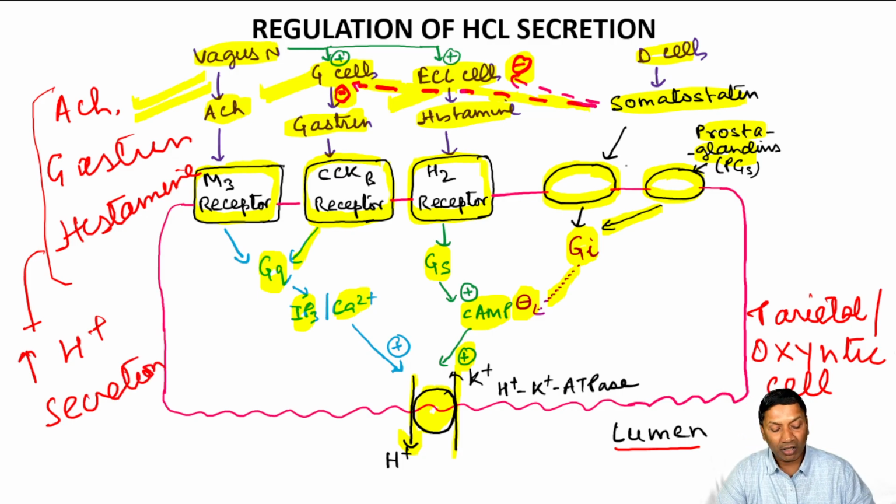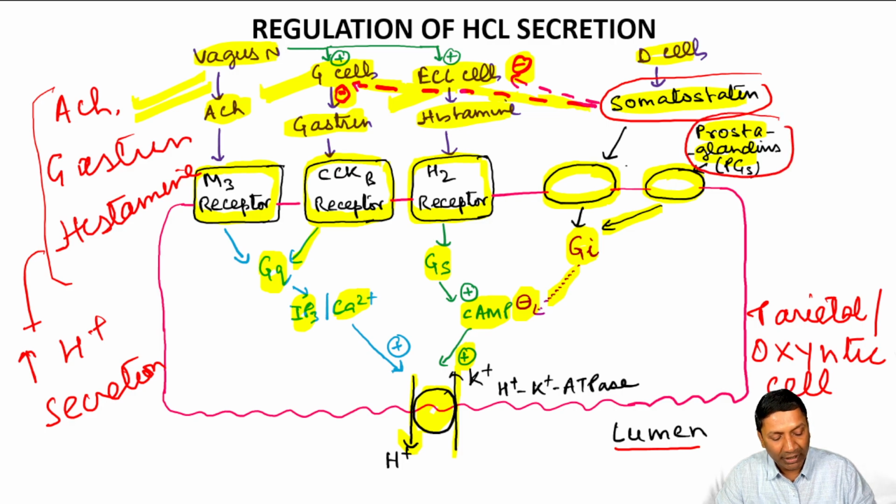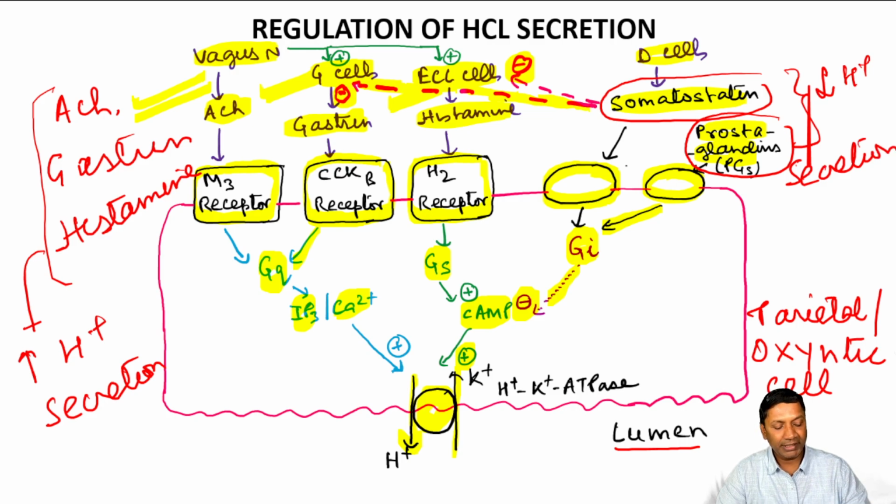Then the hormone somatostatin, which is produced by the D cell, and the prostaglandins, these two are going to decrease the hydrogen ion secretion by the parietal cell, right. So this is how the regulation of the HCl secretion is there.